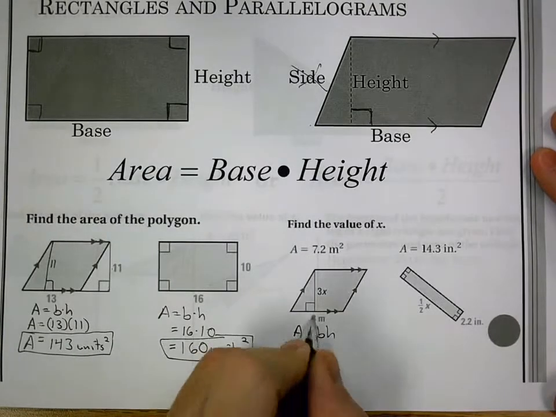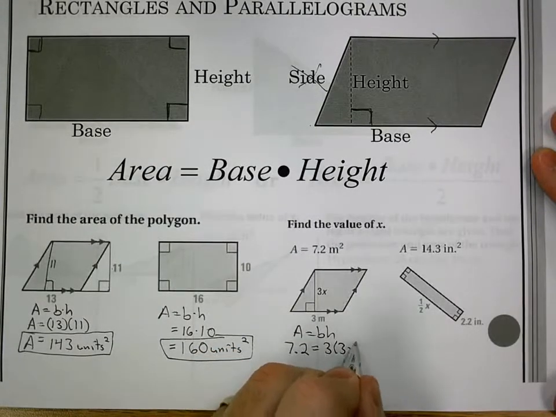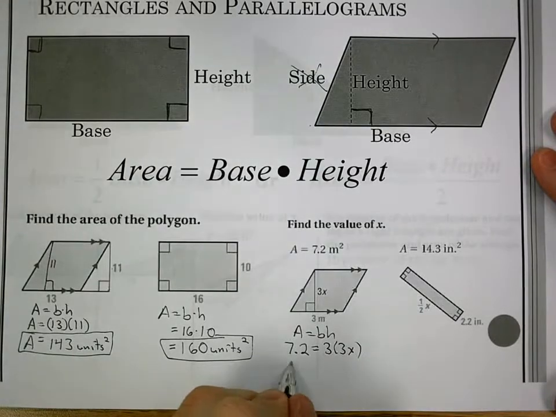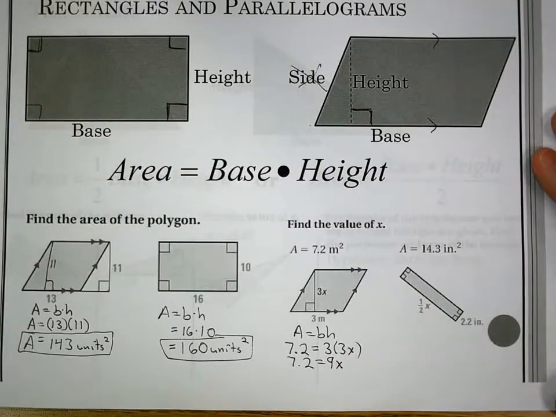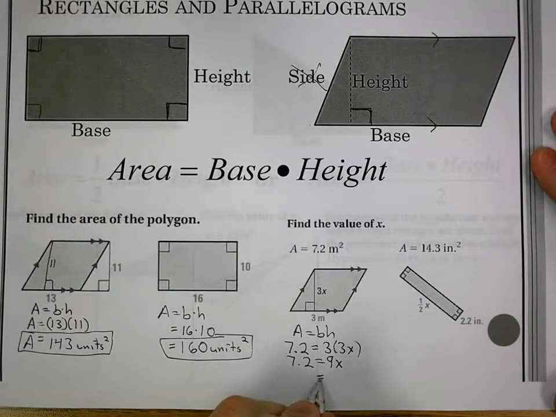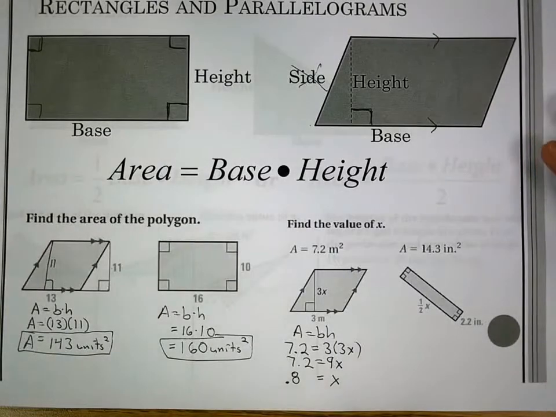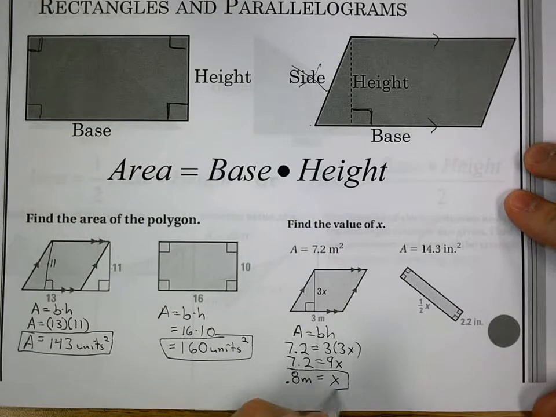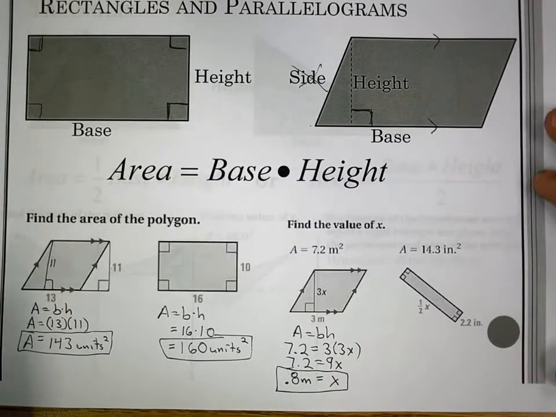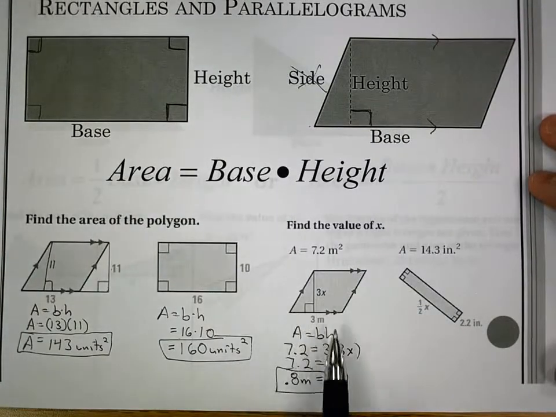I have 7.2 equals 3 times 3x, and I'm solving for x. I get 7.2 equals 9x. If I divide 7.2 by 9, I get 0.8. Now, if I was to divide 72 by 9, it would be 8. Since that decimal's over 1, I can make it 0.8, and our units would be meters. So 0.8 meters is our value for x. It's not squared because we're not looking at the area. Area was 7.2. The values on this side will just be meters, not squared.